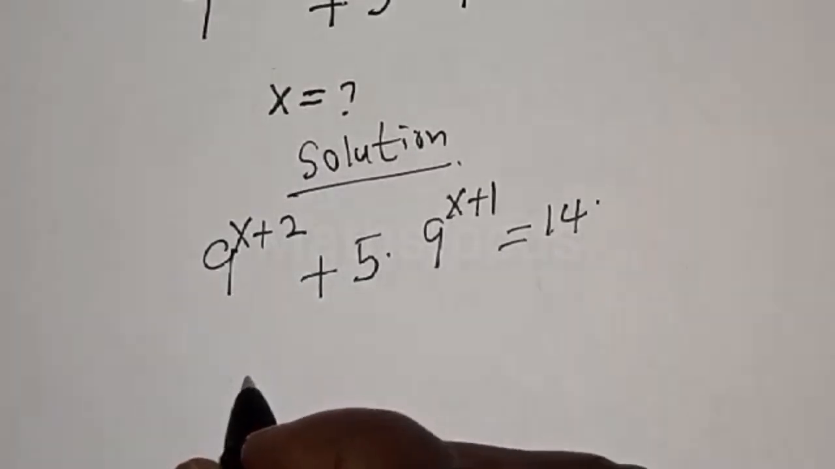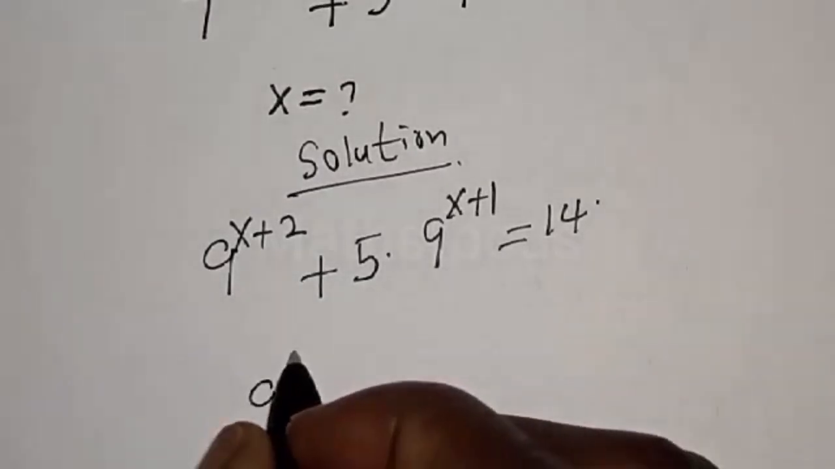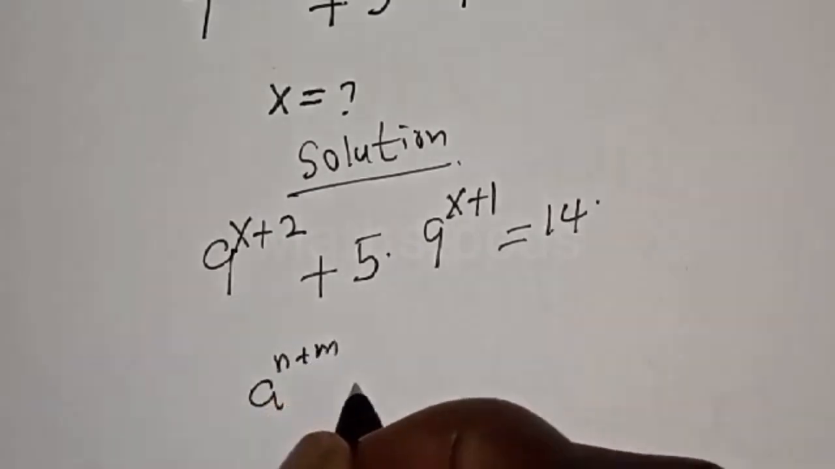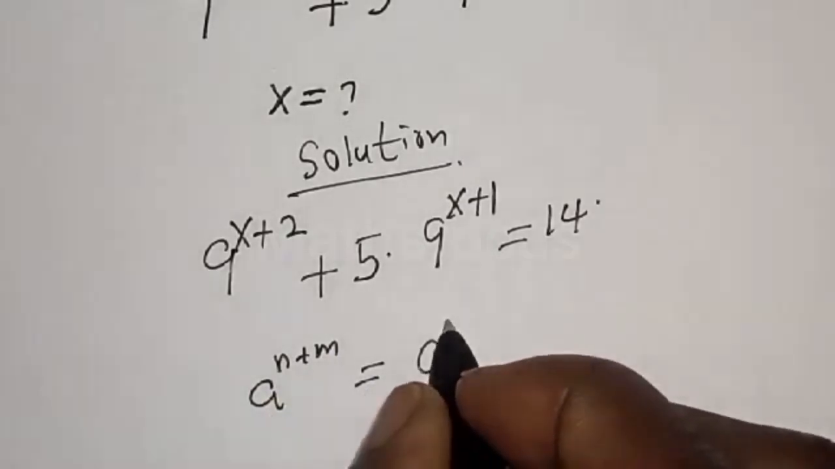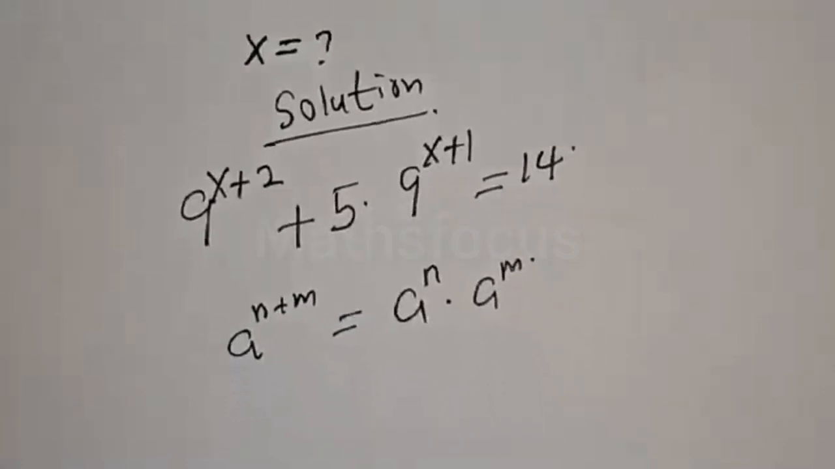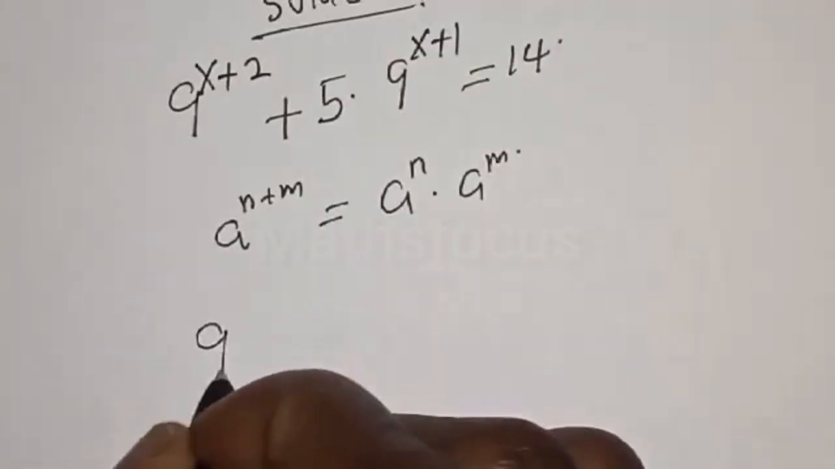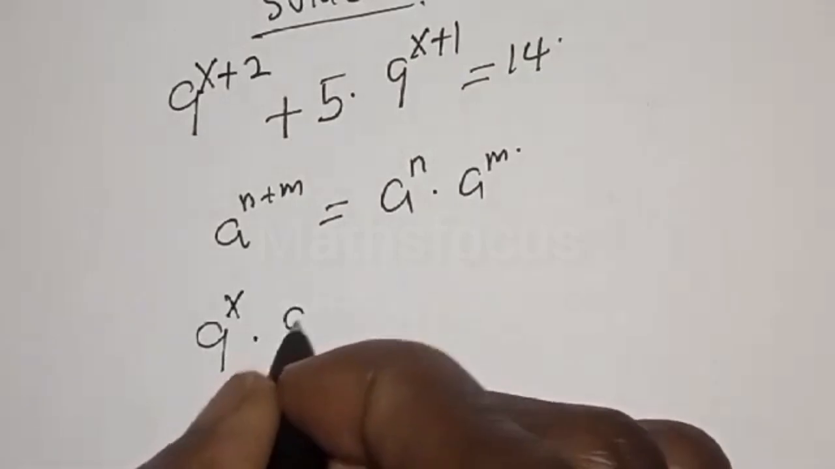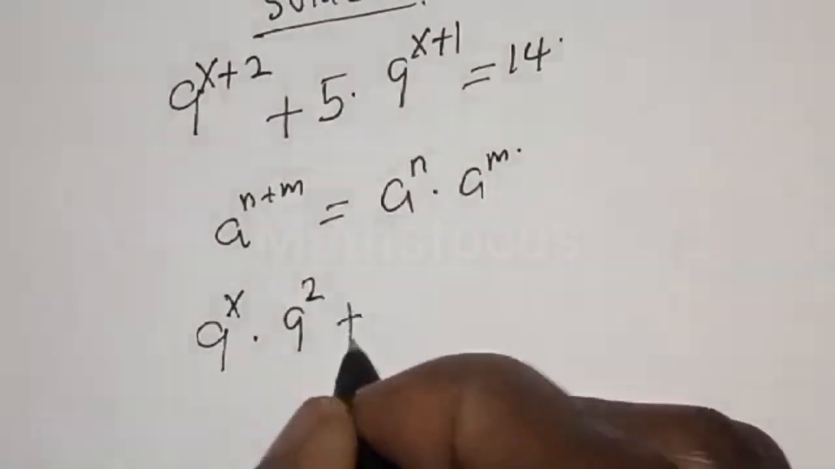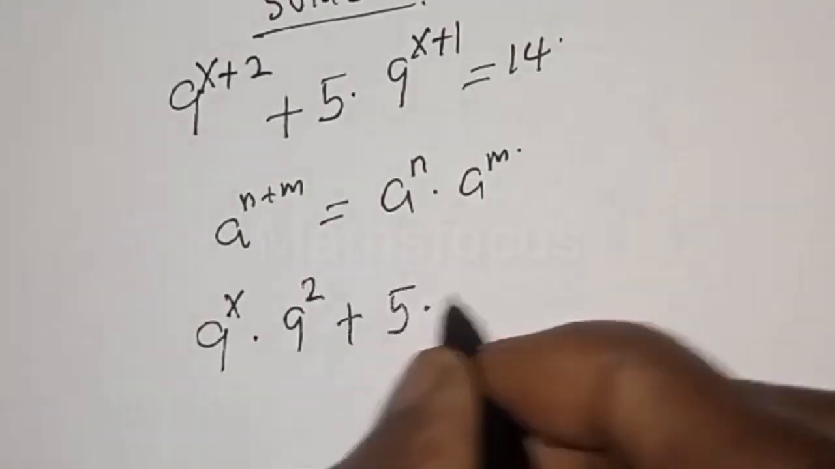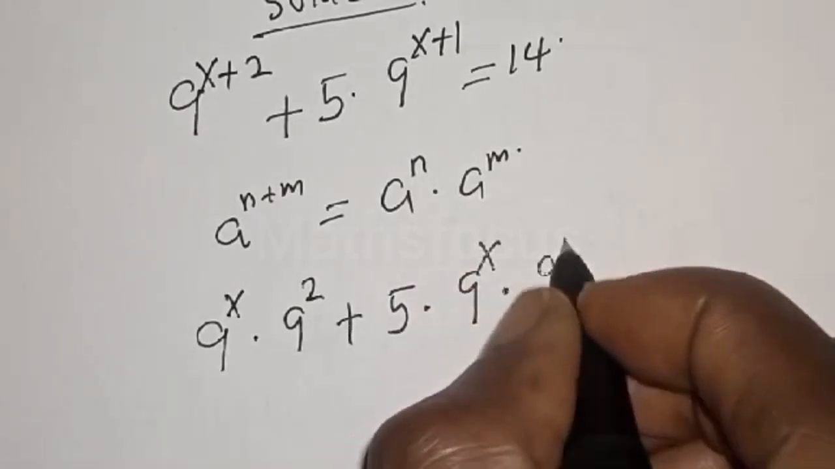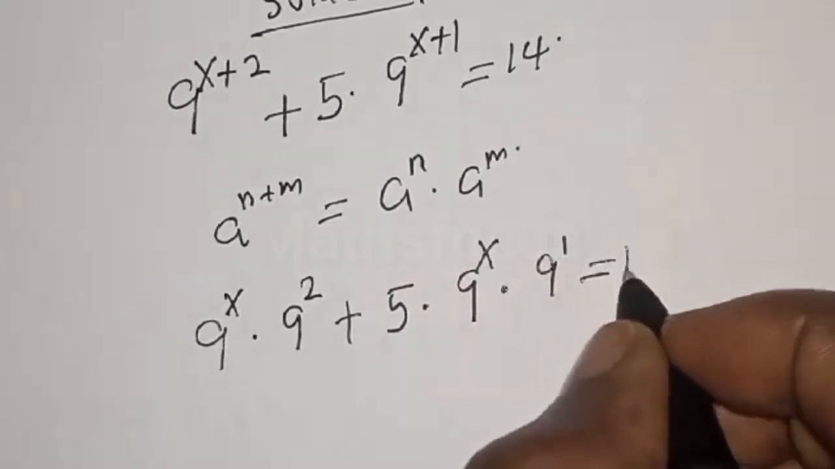Now, remember, if you have a raised to power n plus m, this is equal to a raised to power n multiplied by a raised to power m. Now we have 9 raised to power s multiplied by 9 raised to power 2 plus 5 multiplied by 9 raised to power s multiplied by 9 raised to power 1 is equal to 14.